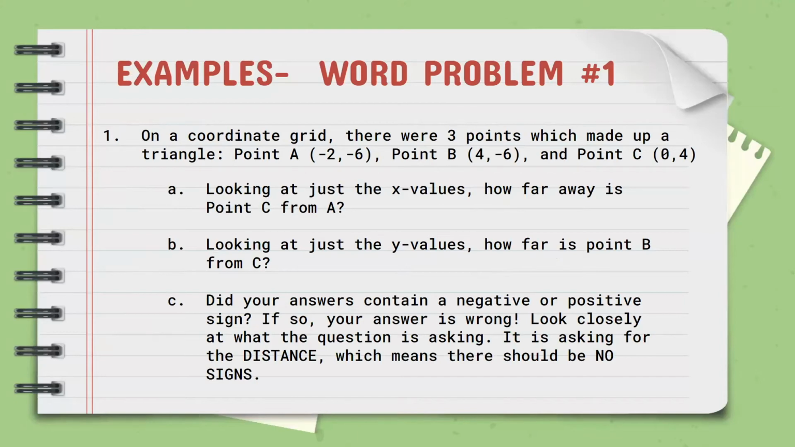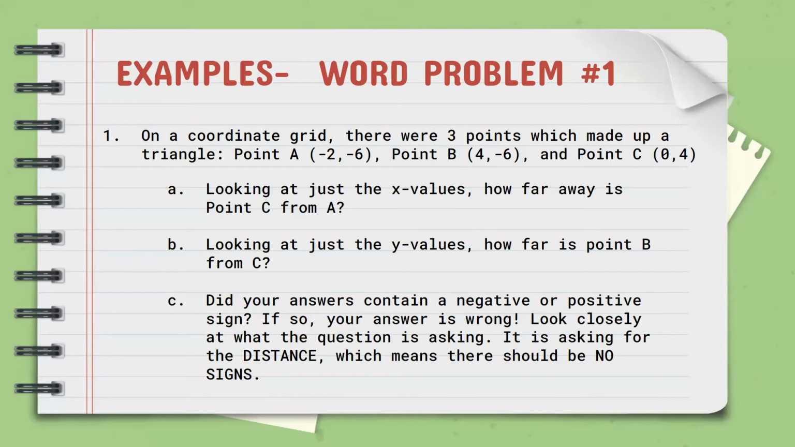On a coordinate grid, there were 3 points that made up a triangle. Point A is at -2, -6, point B is at 4, -6, and point C is at 0, 4. Looking at the x values, how far away is point C from point A? So point C's x value is at 4, and point A's x value is at -2. Therefore, the distance would be 2 points or 2 units away.